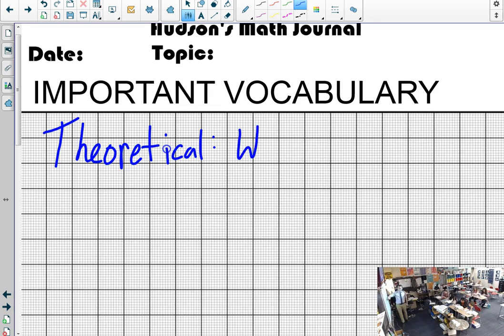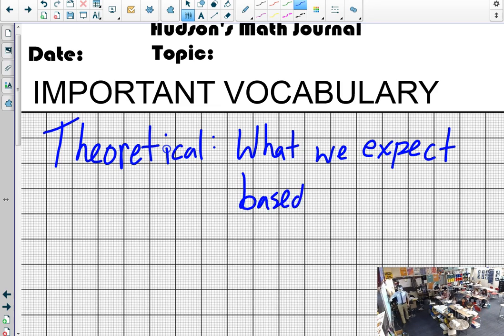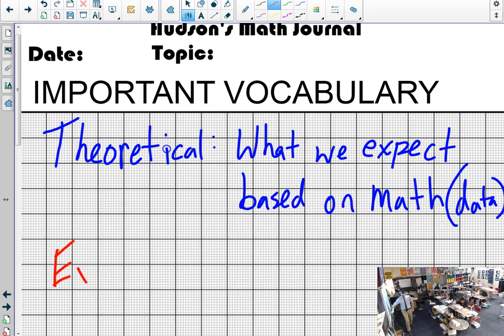Theoretical means what we expect to happen, based on math or data, really, like it's information that we know. And the other one's actually easier. If it's not theoretical, then it's experimental. And these both deal with probability.